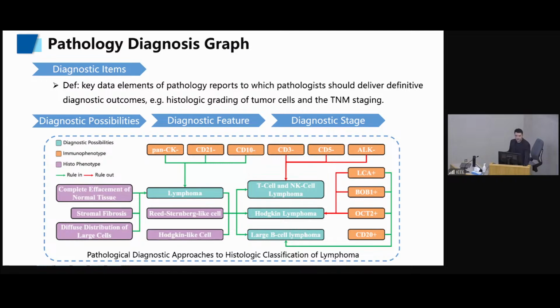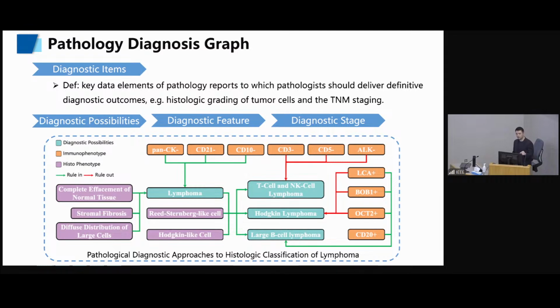So here comes the pathology diagnosis graph. It's a bit complicated, but it's modeled by using several elements. The diagnostic items, which are the key data elements of pathology reports to which pathologists should deliver definitive diagnostic outcomes, such as grading of tumor cells or TNM staging.